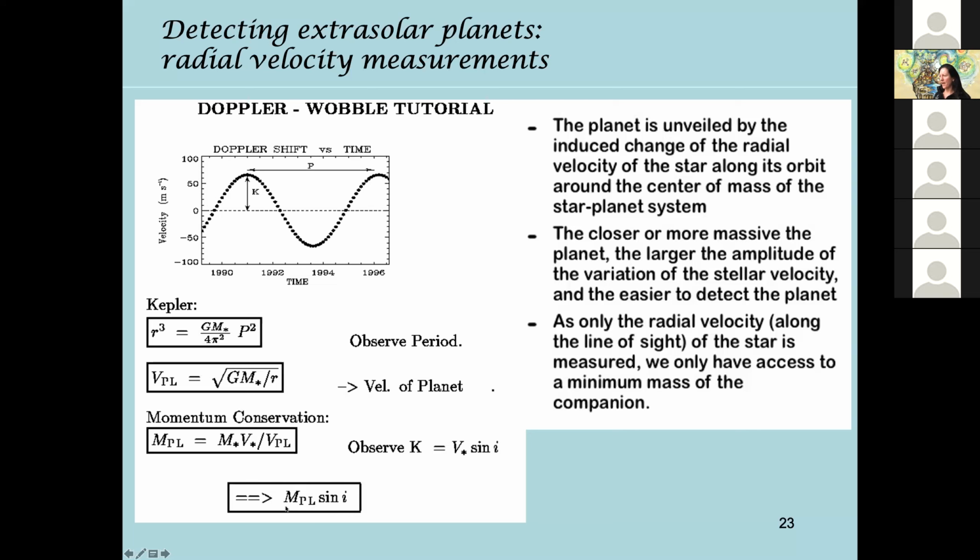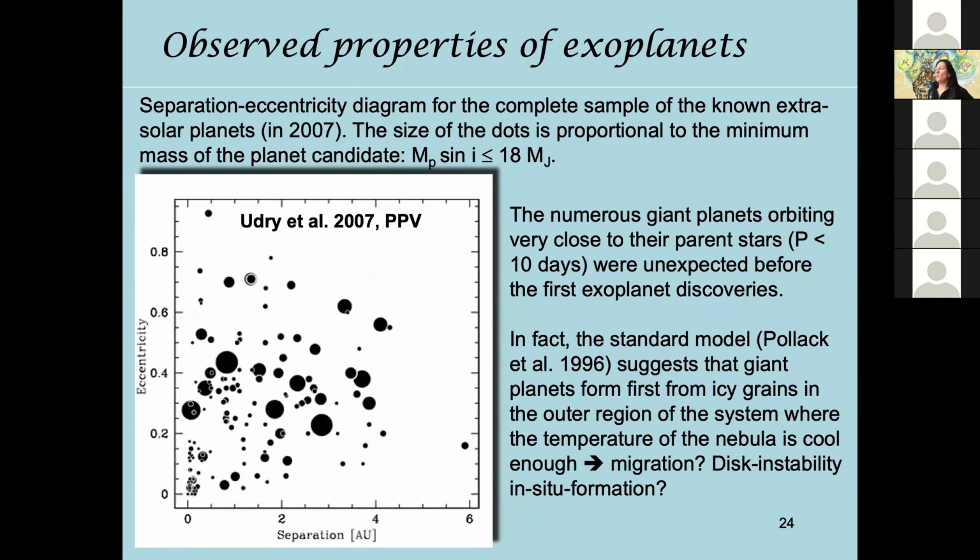So from all these equations and the observations, you can get the mass of the planet times sine i, so a lower limit of the planet's mass, the minimum mass. Right, so with these radial velocity observations, this is in fact an old paper, from 2007 in Protostars and Planets V, but you will see things have not changed much.